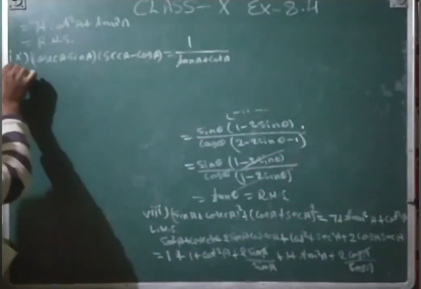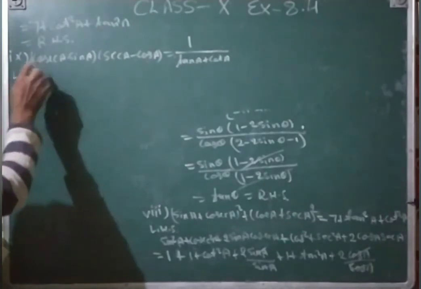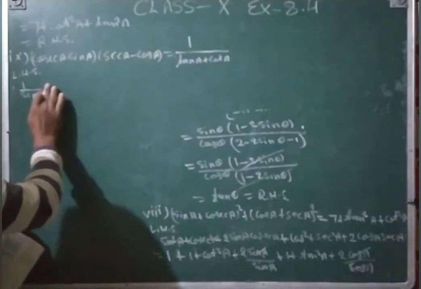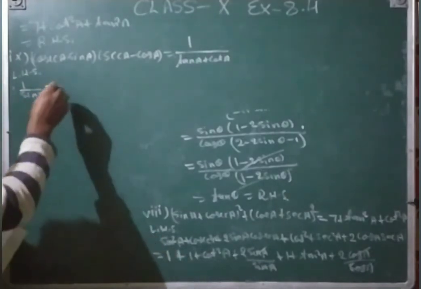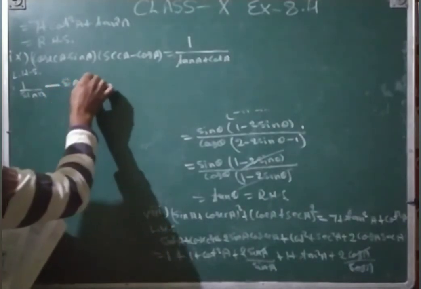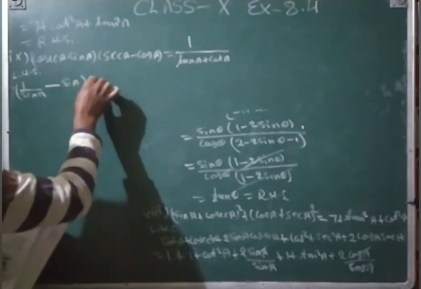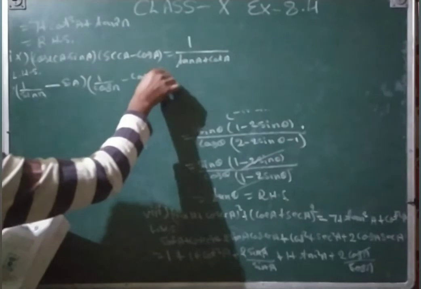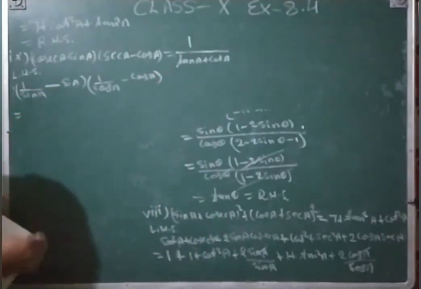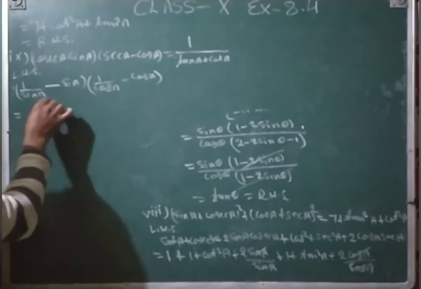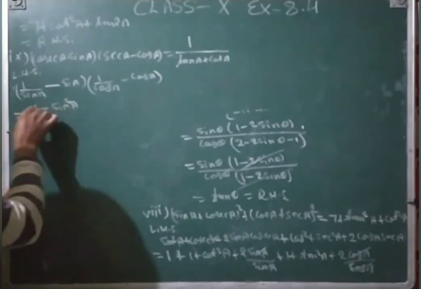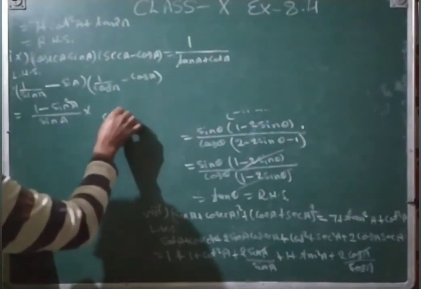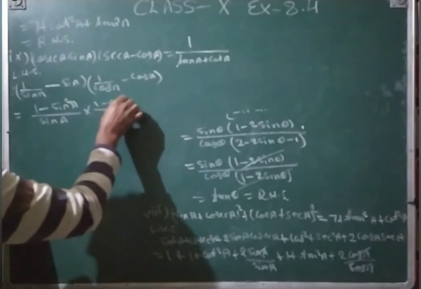So by left hand side, cosec means 1 upon sin A, minus sin A. And then similarly here also 1 upon cos A minus cos A. So first of all, that will be sin, take that one. So that will be 1 minus sin square A upon sin A. Multiply, here also LCM cos A, so that will be 1 minus cos square A.